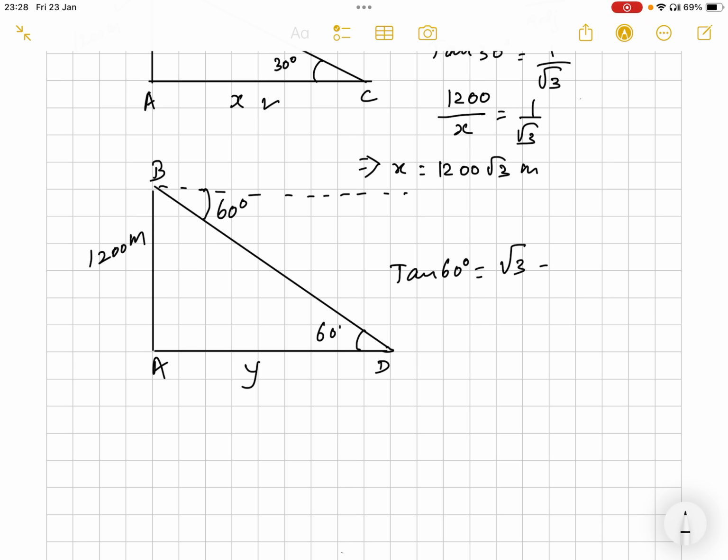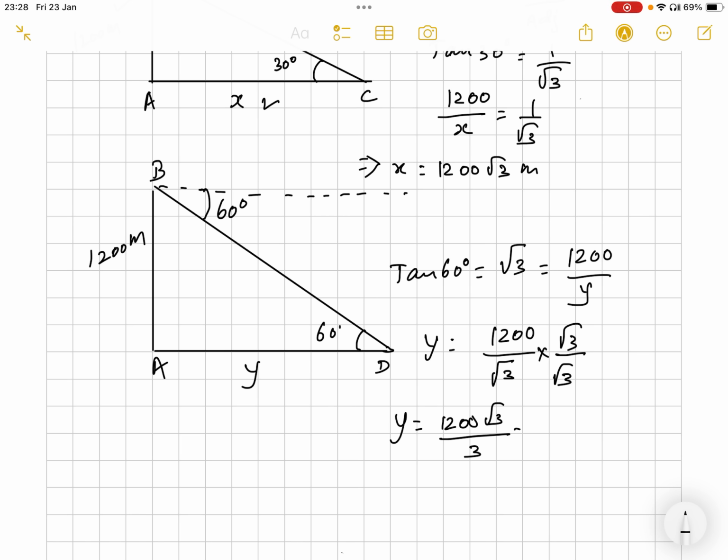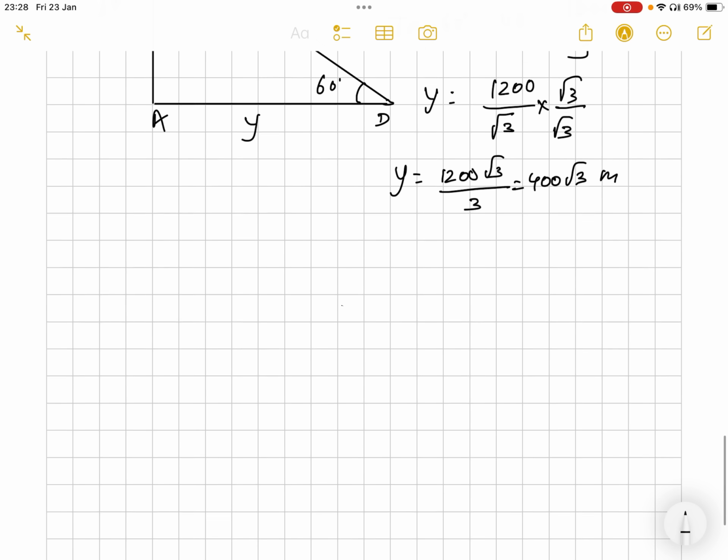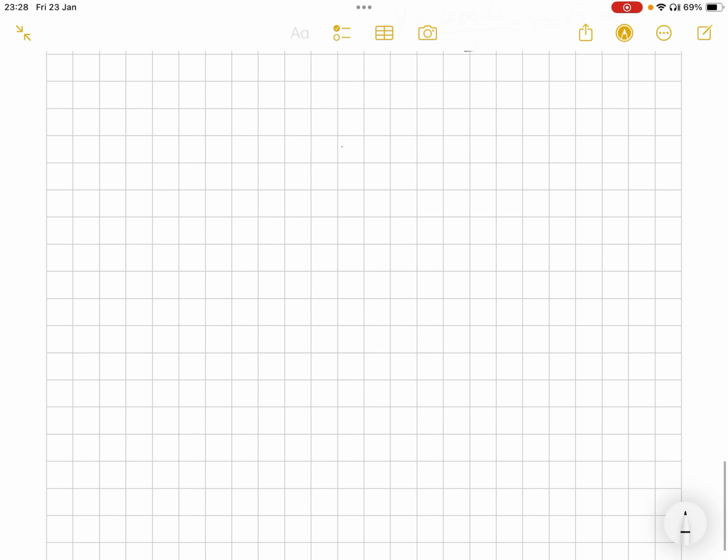That is equal to 1200 by y. Then what is y? y is equal to 1200 by root 3. Since the denominator cannot be an irrational number, multiply and divide by root 3. What we get is y equal to 1200 root 3 over 3, which is equal to 400 root 3 meters.